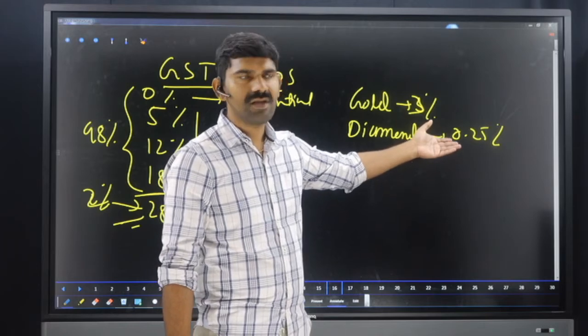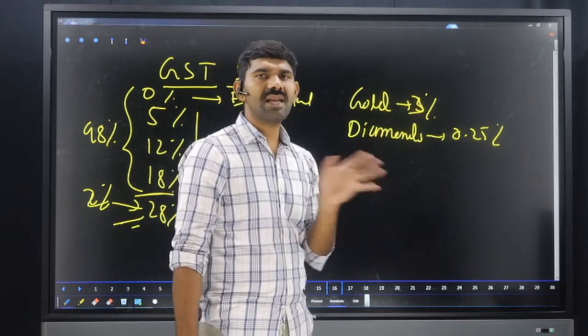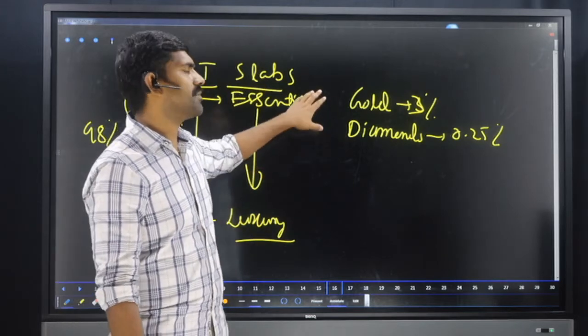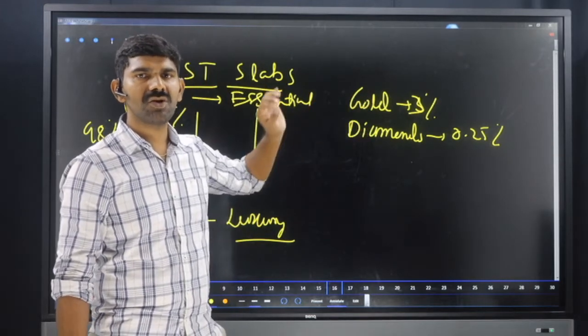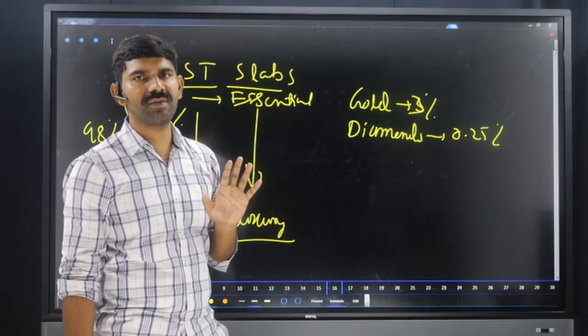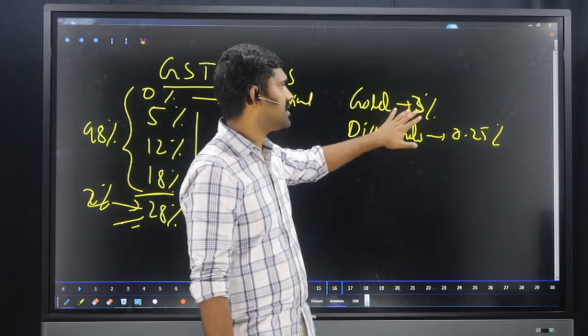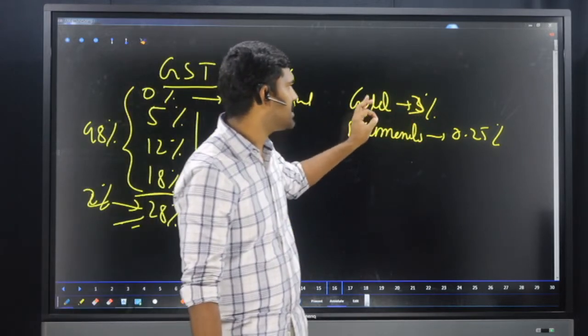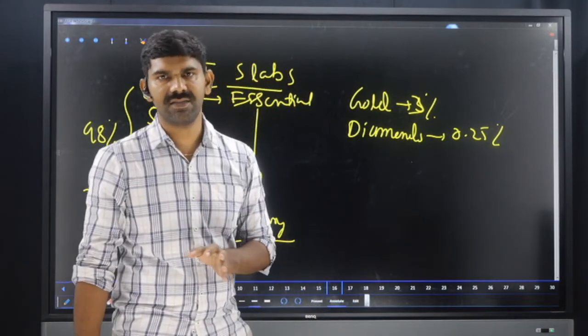Are they essential? Definitely they are not essential. They are luxury, but they are taxed at a very, very low rate because they are something meant for the women of the society. So the government doesn't want to get into any trouble. They don't want to disturb the women's mindset. So they keep it at 3% and 0.25%. Okay. So there is a special tax slab for gold and diamonds.